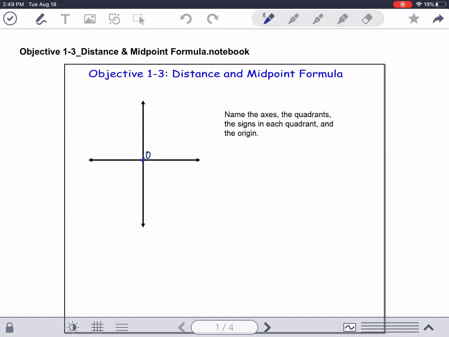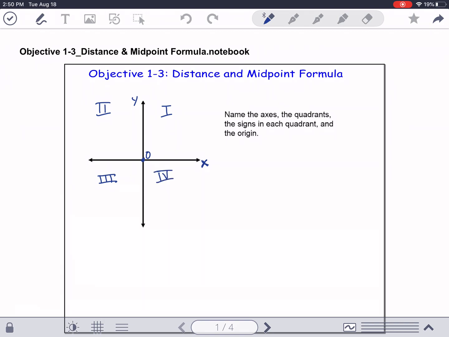It's 0, 0. My axes, x is horizontal, y is vertical. My quadrants, 1, 2, 3. Oh, I did that backwards. 4.